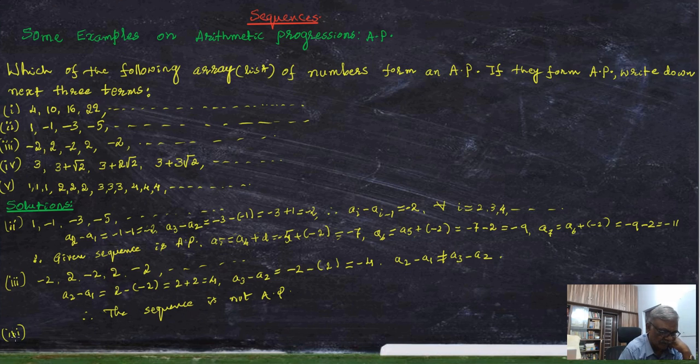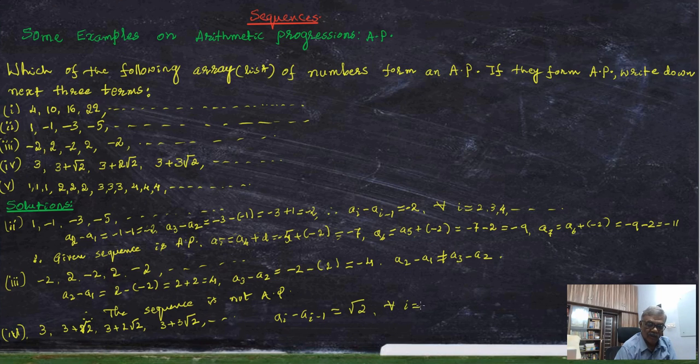Now I would like to take the fourth one: 3, 3 plus root 2, 3 plus 2 root 2, and 3 plus 3 root 2. Whether it is an AP or not. Now observe here, very easily one can see that Ai minus Ai minus 1 is equal to root 2 for every i equal to 2, 3, 4, and so on. Everywhere the common difference is the same, a fixed number, and therefore it is an AP, an arithmetic progression.